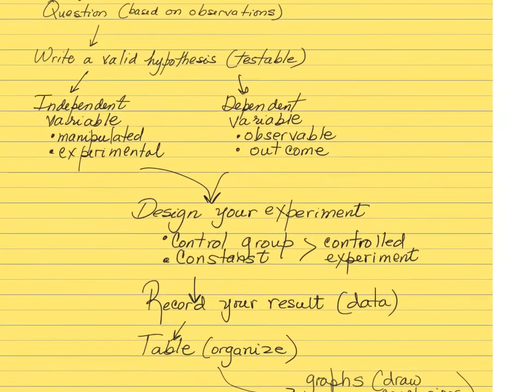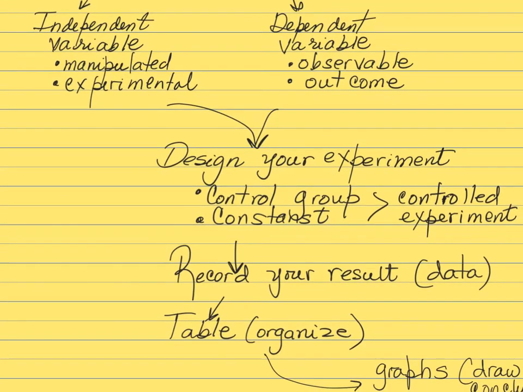you have to design your experiment. And in order to design your experiment, you need the control group, if you have any, and then you need the constants. You remember that the constants are the factors that are affecting the process, but you're keeping them the same throughout the experiment, because you want to study only one factor at a time. Because you want a controlled experiment.